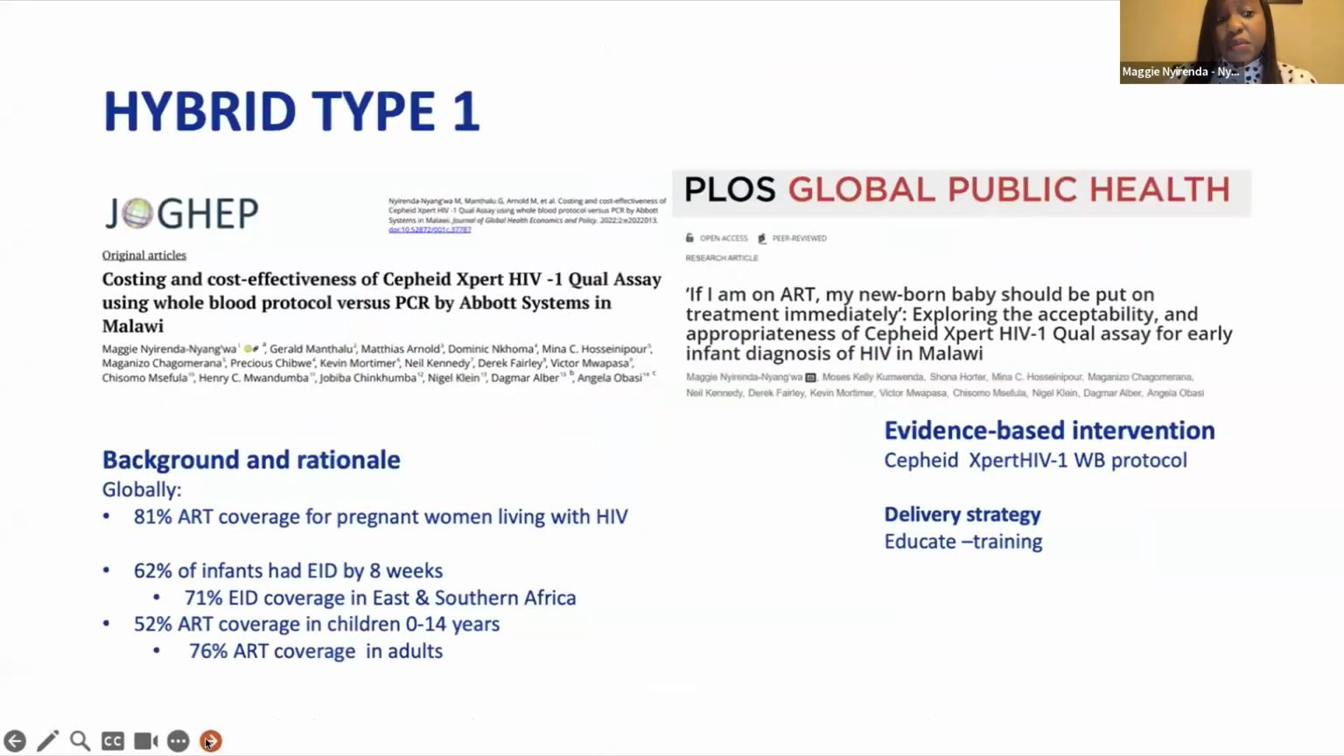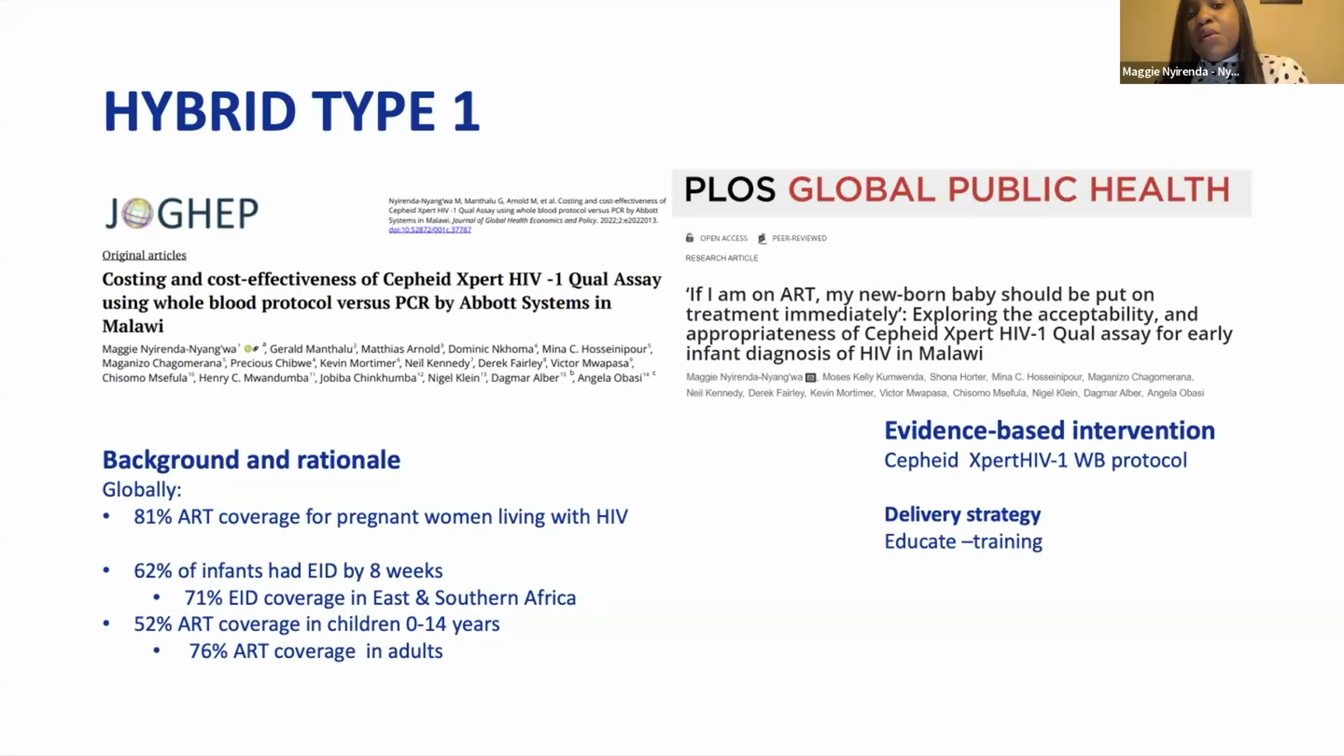So globally, we all know that ART coverage for pregnant women is really good, 81%. But when these women give birth, results have shown that only 62% of HIV-exposed infants globally have had EID by 8 weeks. It's higher in other parts of the world, 71% for East and Southern Africa. But when these children are diagnosed and initiate ART, the coverage is not as good as it is for adults. It's 52% for these children aged 0 to 14, but 76% for adults.